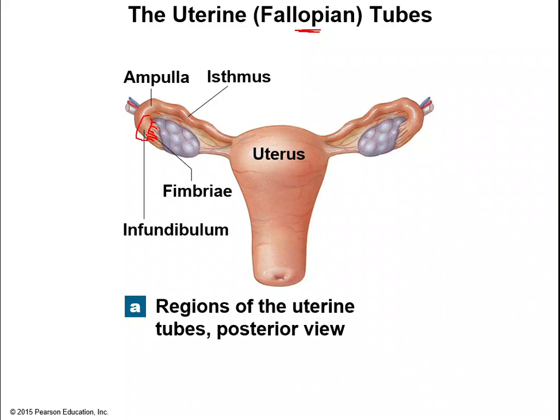So think of it this way. The fimbriae are finger-like projections that basically sweep up the egg during ovulation. Okay? Now, there's a region known as the ampulla. And this ampulla region is actually the normal site of egg fertilization. I hope you remember that, okay? The ampulla is the normal site of egg fertilization within the fallopian tubes.